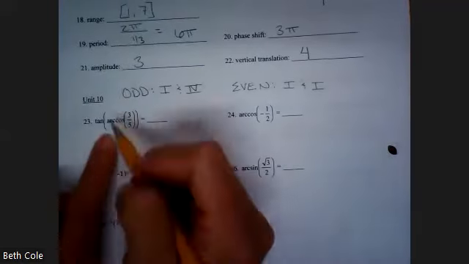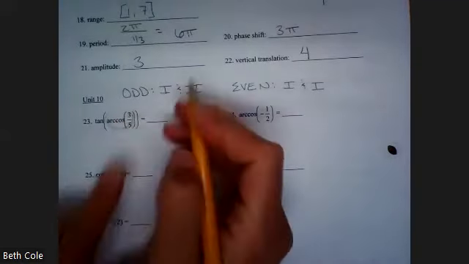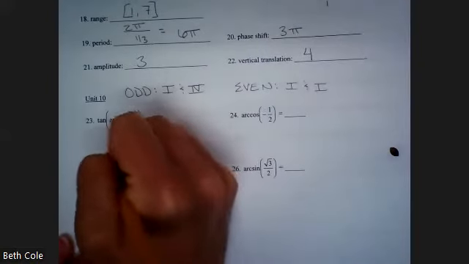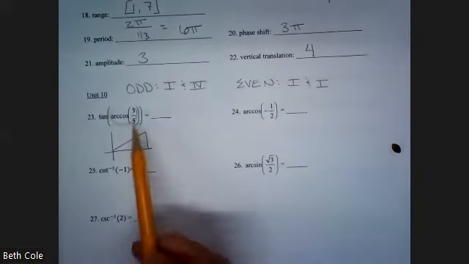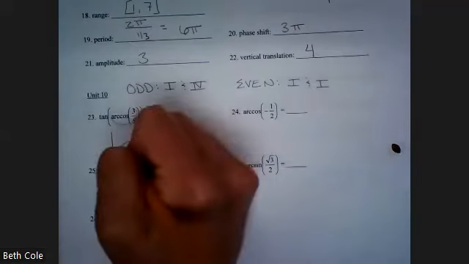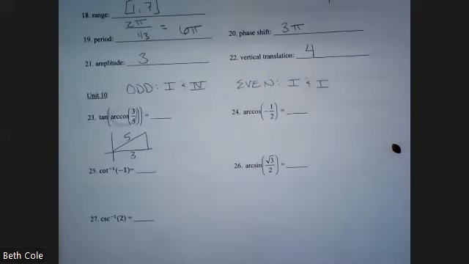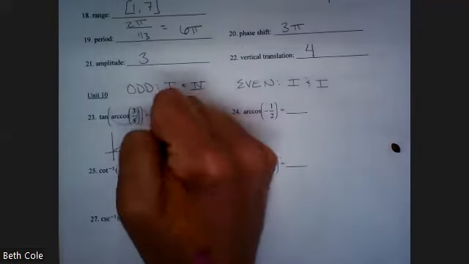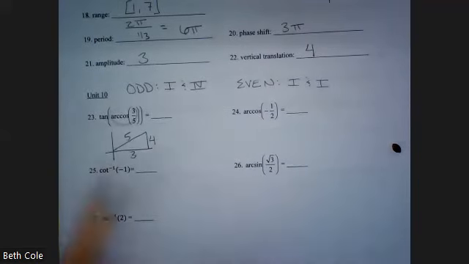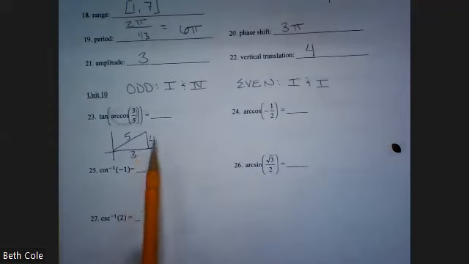So when you look at 23, we're going to do this inside part first. That's positive, so it's going to be in the first quadrant, which is nice. Cosine is adjacent over hypotenuse. And so what's the other side? Good. And then you're going to do tangent of that. So tangent is opposite over adjacent. So that would be 4 over 3.